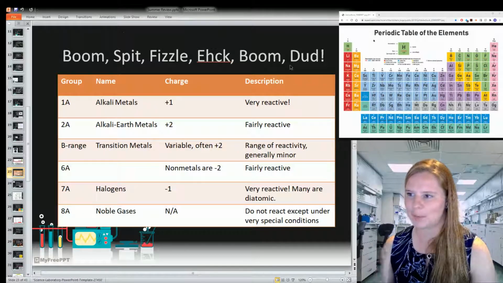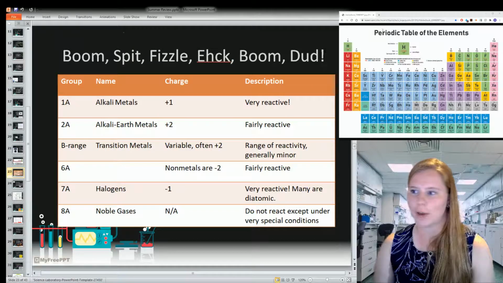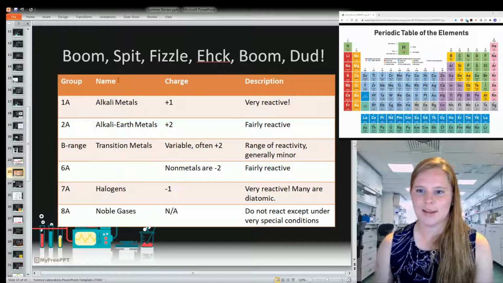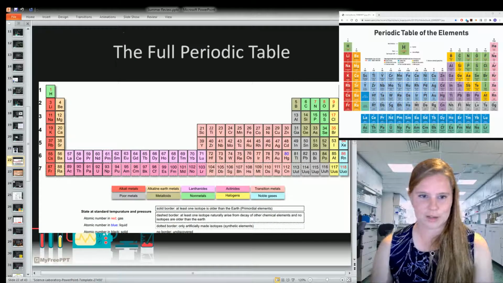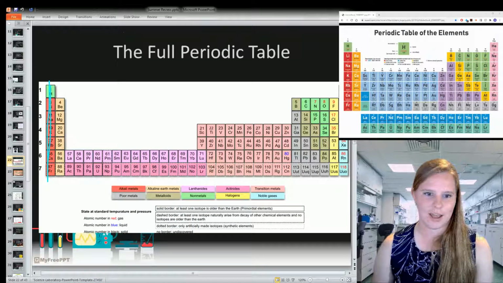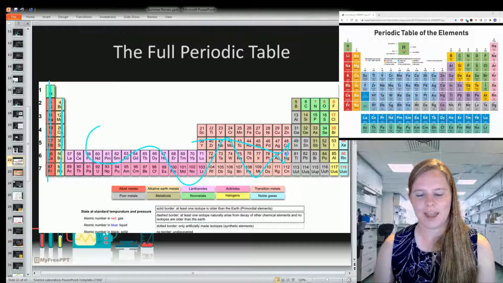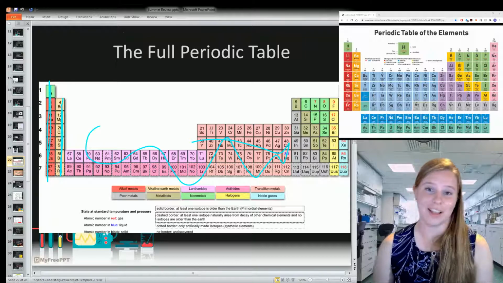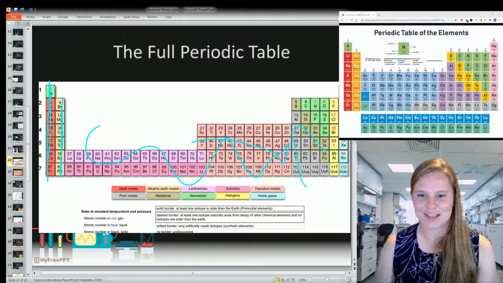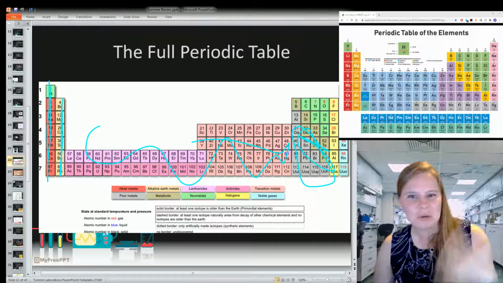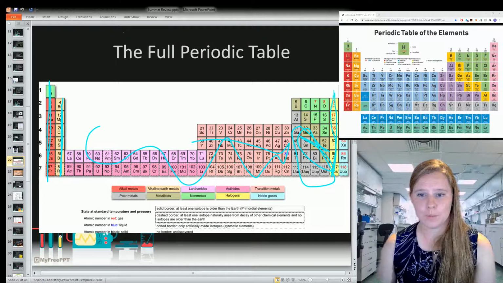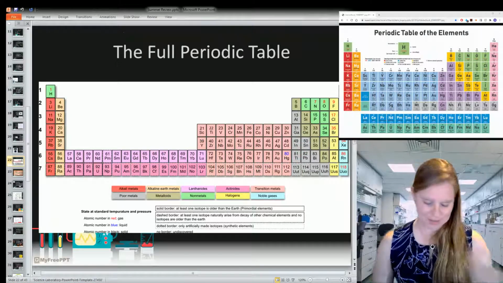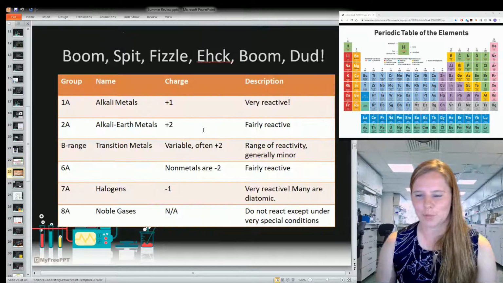If you haven't had me before, this is just kind of a silly phrase I use to help remember it by. So boom is your first group, okay? So this is boom right here, and then spit. All in here is fizzle, and then I added that one in. I had a student who would always call it that, so I added it in for her. But that's down here, a little unsure what they're gonna do. They're kind of iffy. And then we have another boom right here, and then dud is this last row. It's a little bit off the page, okay? And that just helps you to remember the characteristics.